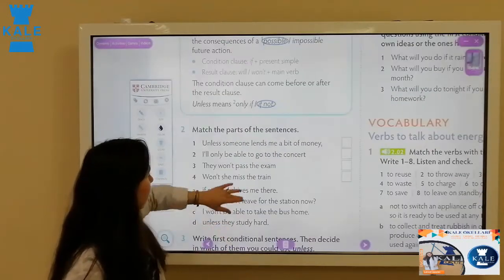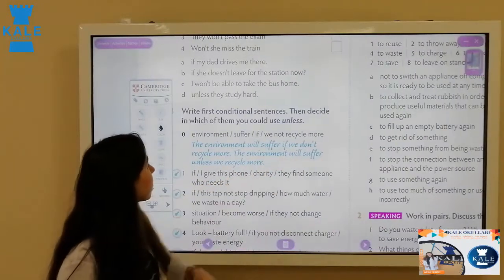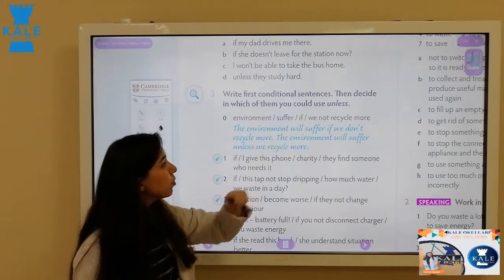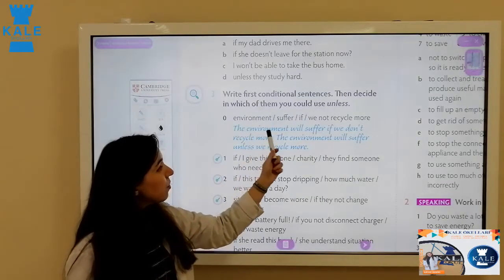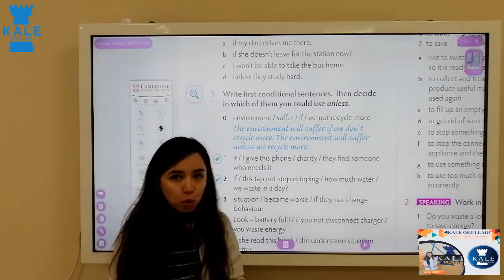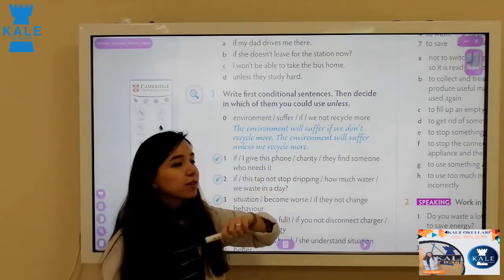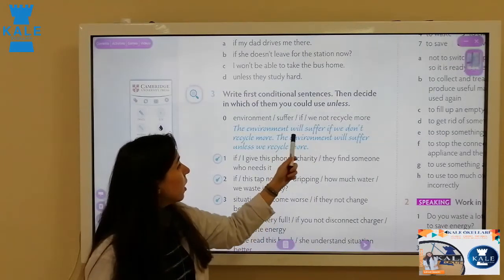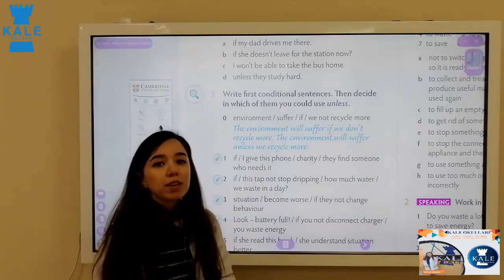So now let's check the sentences. First, I want to start from here. Write first conditional sentences, then decide in which of them you could use unless. So, first one. The environment will suffer if we don't recycle more. Yes, we have the environment suffer if we don't recycle more. We can also write, if we don't recycle more, the environment will suffer.